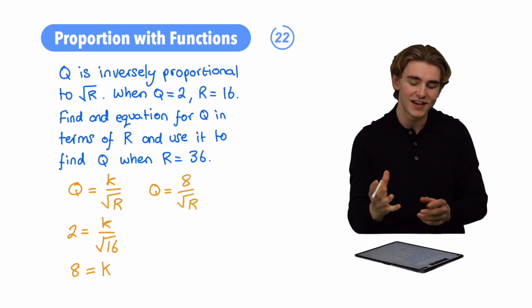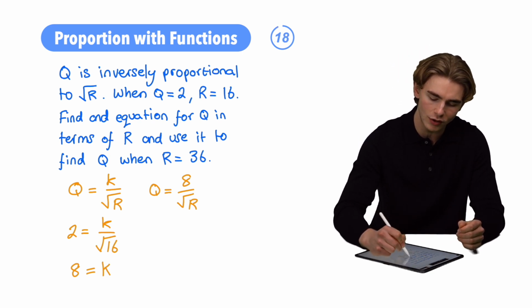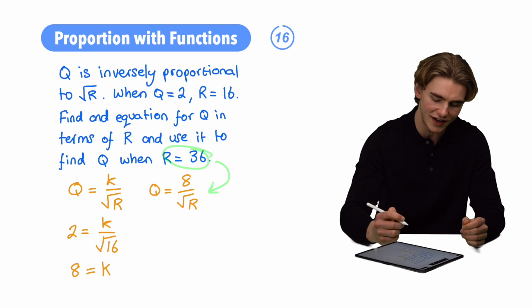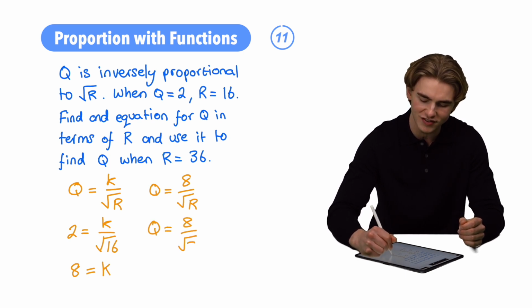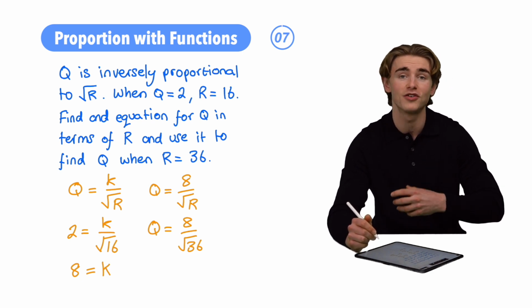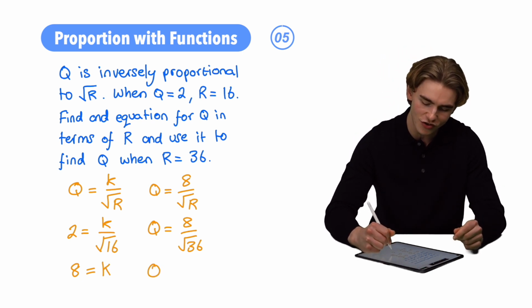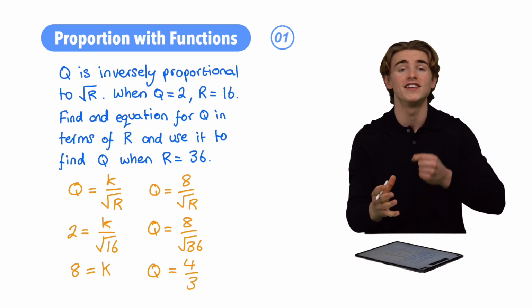Now, guys, we can use this to find the value of q when r is equal to 36. We're going to substitute r equals 36 into our formula. What's that going to give us? We're going to get that q is equal to 8 over the square root of 36. The square root of 36 is 6, guys. 8 over 6, divide top and bottom both by 2, we get 4 over 3. So we're going to get that q is equal to 4 over 3 when r is equal to 36.